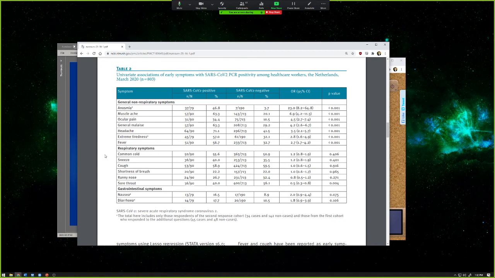Now, how about something like anosmia, right? Or something else that is highly specific. Actually, anosmia is one of those things they always include in there because it's very particular. What do you notice about the odds ratio here? What kind of takeaway could you take from that number, 23?